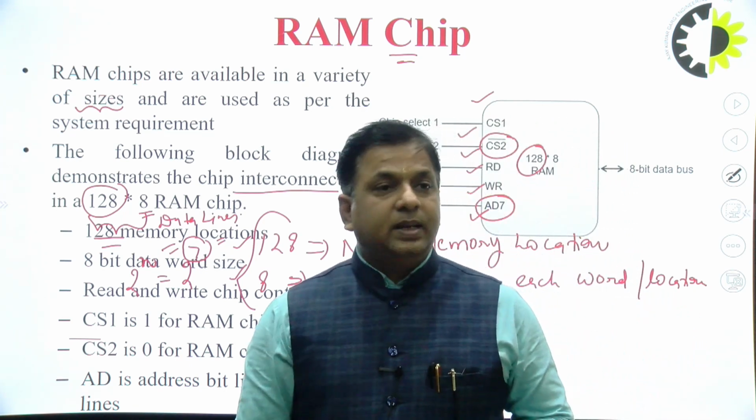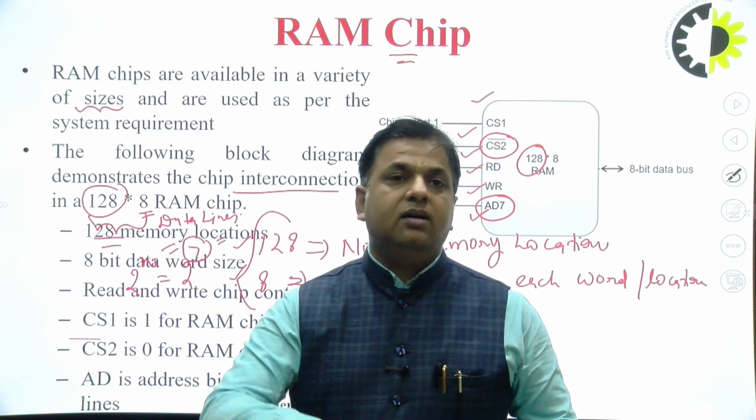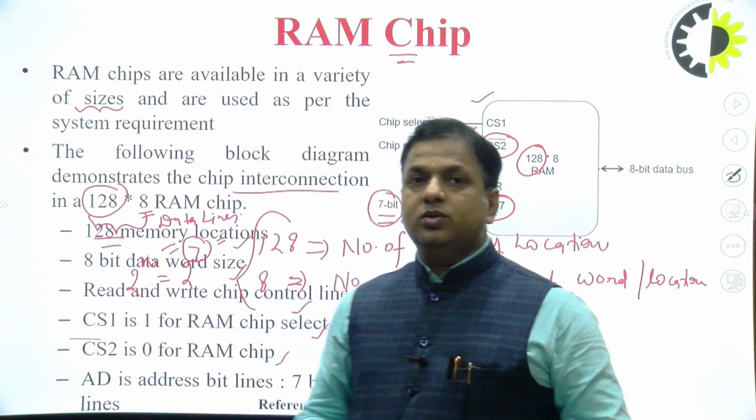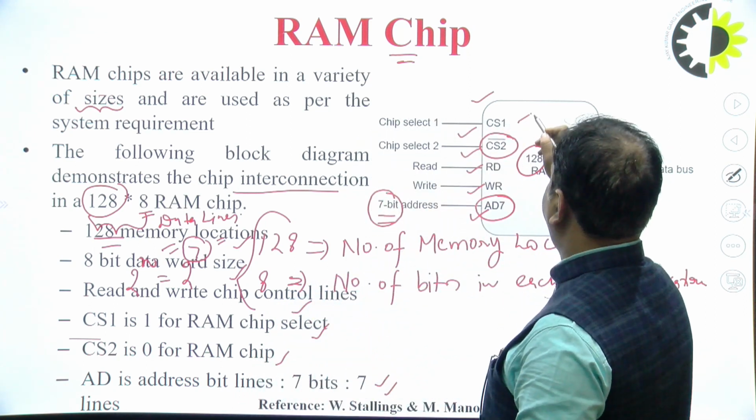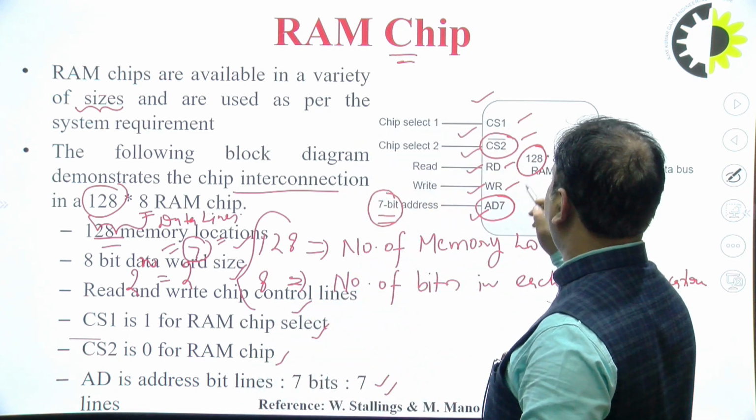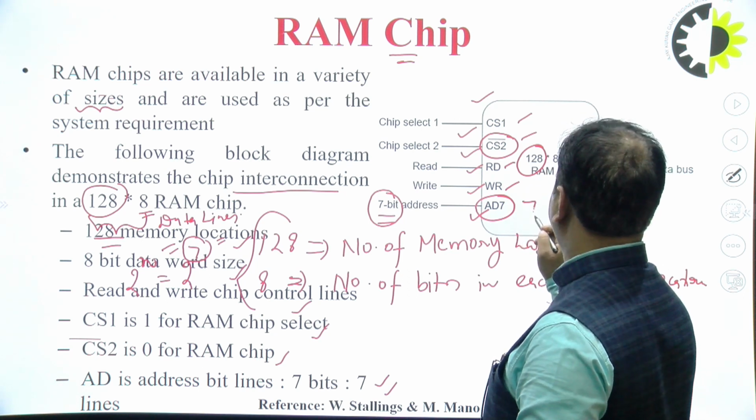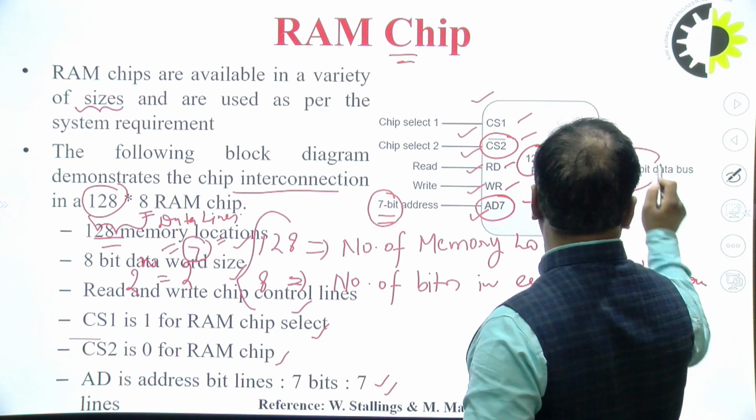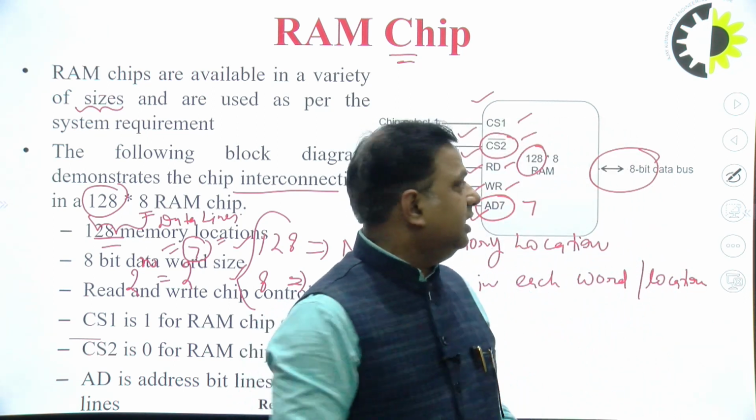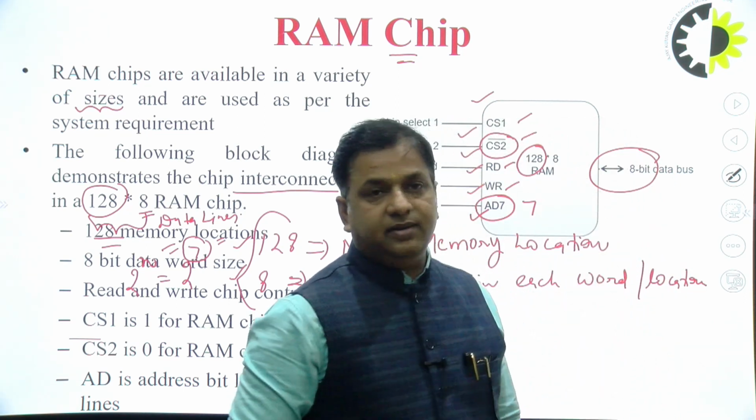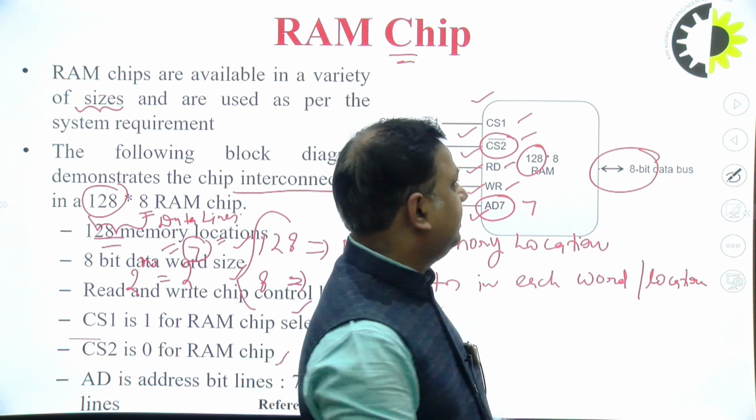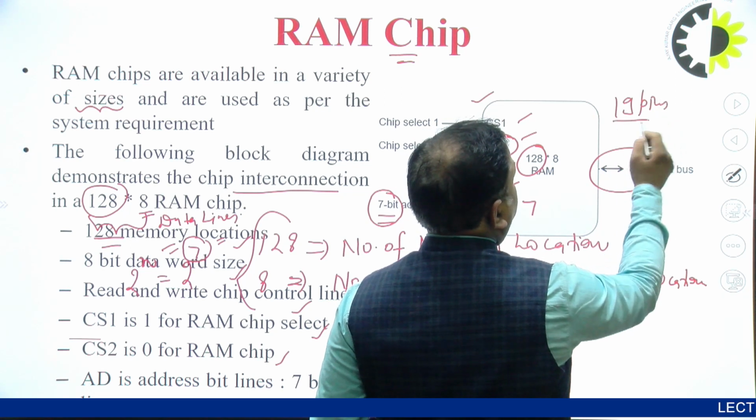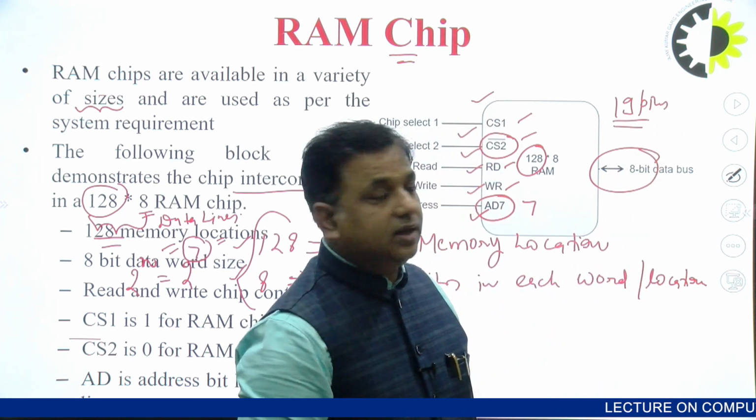Sometimes it is asked how many pins are in a RAM of size 128 into 8, that is, the total number of pins. The total number of pins will be 1, 2, 3, 4 pins plus 7 address lines, that is 4 plus 7, 11, and 8 data lines, the data bits. So 11 plus 8, 19 pins. A total of 19 pins are required for this IC.